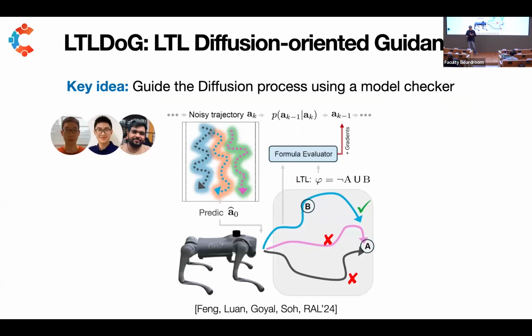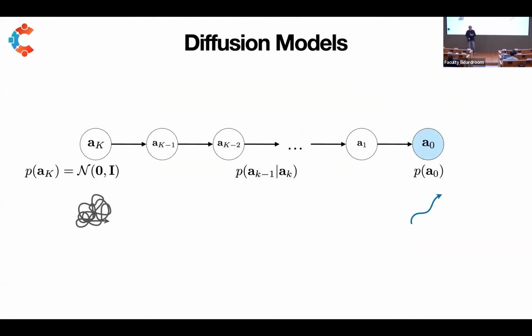And so the method here is called LTLDog. You can read more details in the paper, but I'll give you the overall highlights of what the key technical results are. So, quick skinny on diffusion models.